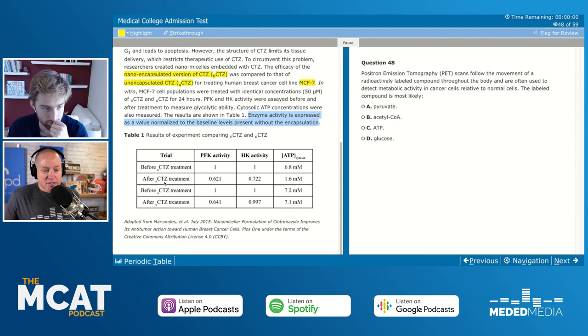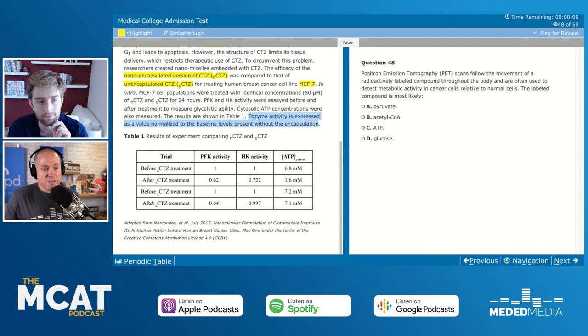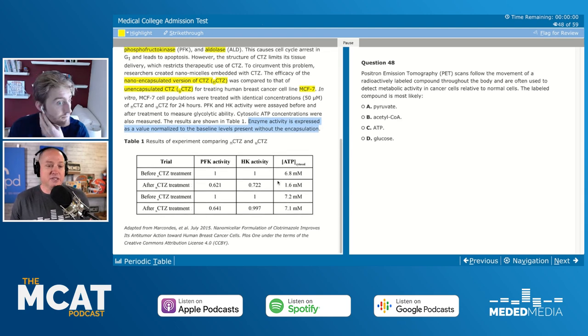And then I see after treatment with this nano-encapsulated, obviously it's going down because things aren't working as well. And you see ATP production cut way, way down for this nano-encapsulated. Versus unencapsulated, you see some decrease in PFK, not as much in HK. It's almost one. And ATP is almost exactly the same. And so I think what this table is telling us is that nano-encapsulated CTZ treatment works. The encapsulation gets it into the cells, which is the issue with CTZ.